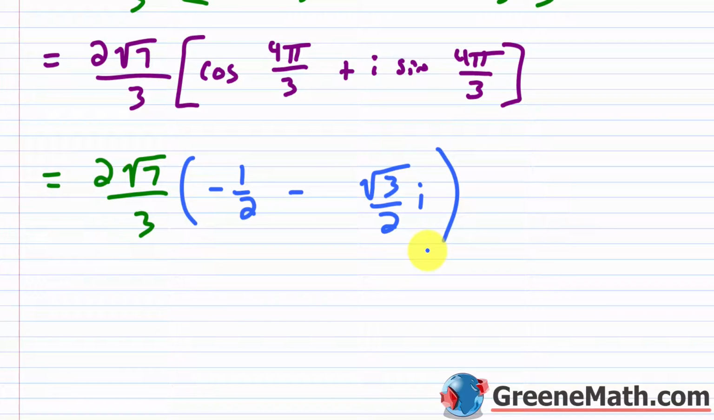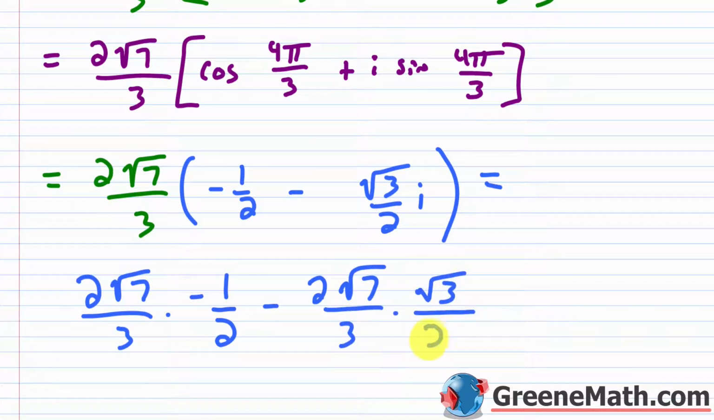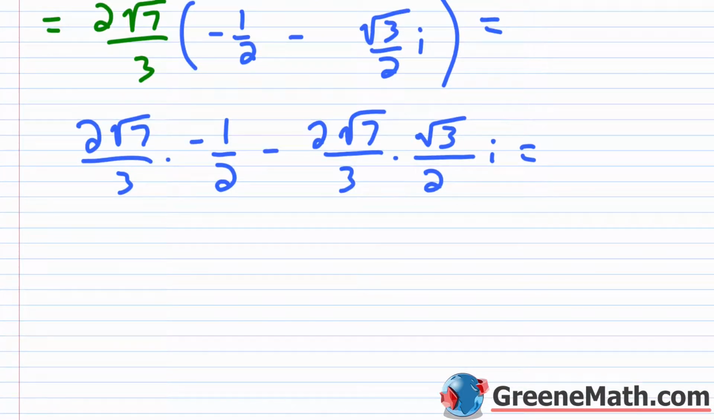And all I need to do is just distribute this inside to each term, right? So basically, I have 2 times square root of 7 over 3 times negative 1/2. And then minus, you'll have 2 times square root of 7 over 3 times square root of 3 over 2 times I, okay? So let's come down here and just simplify, and we'll have our rectangular form.